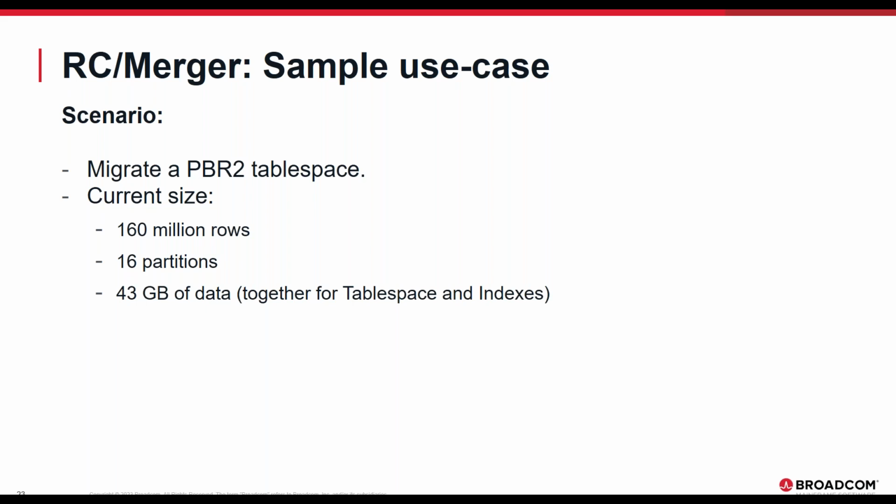All of these partitions have some kind of data, and in total we have 43 gig of data together in the table space and indexes. This is the sample source table space that we used for migrating the data of this table space to another table space, and the results are on the next page. Next page, please.